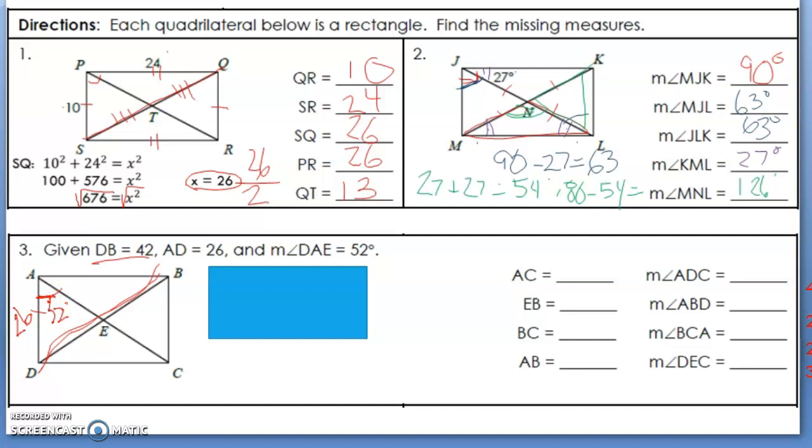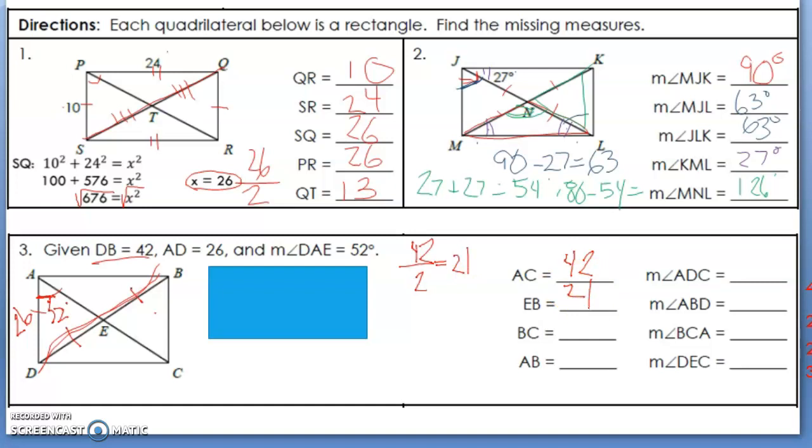Okay, find all the missing measures. So for starters, AC is what we want to know first. Well, that's another diagonal. The diagonals are congruent, or the same, so it's also 42 units. Now, segment EB is the same as segment DE. We know the whole diagonal is 42 units, so to find EB, we take 42 and divide by 2, because it's the same on both sides. So really, EB is 21 units.